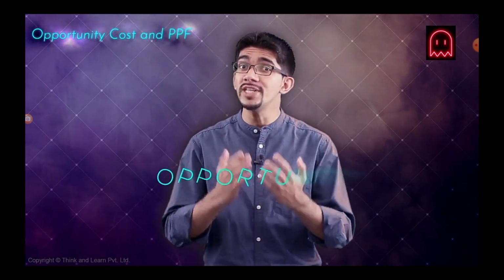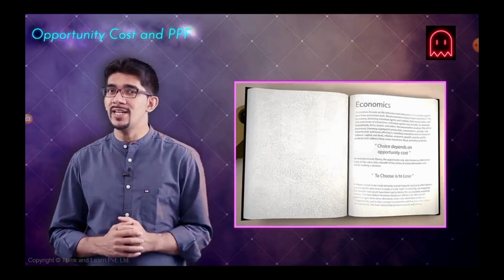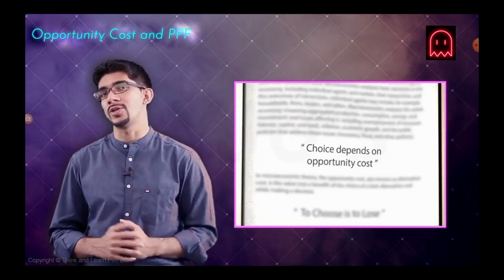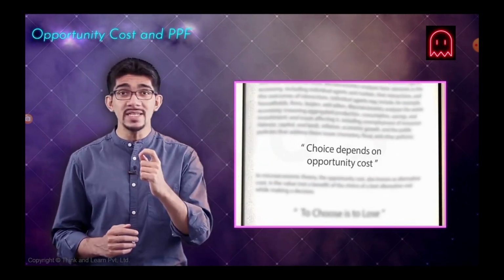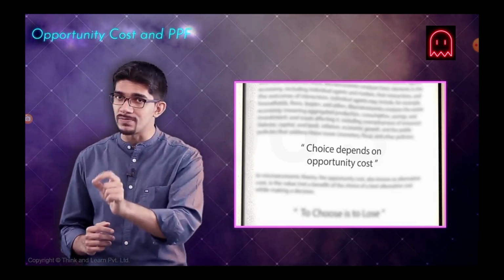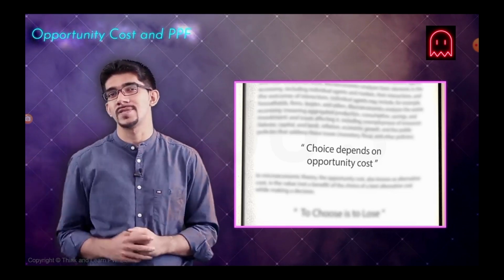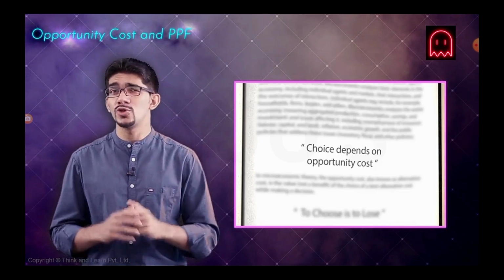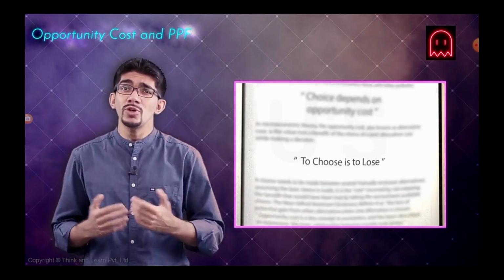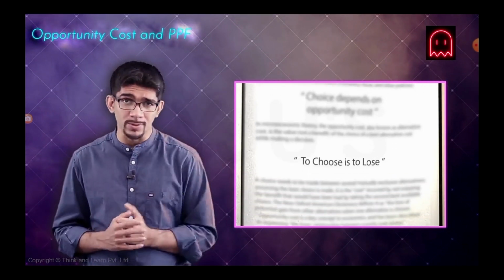Now it is time for us to learn a new and very crucial concept called opportunity cost. Your textbook will tell you that choice depends on opportunity cost. What does that mean? It means that whenever you choose something, you also give up something else. There is a saying in economics, to choose is to lose. What do you lose when you choose? What does that mean now, right?